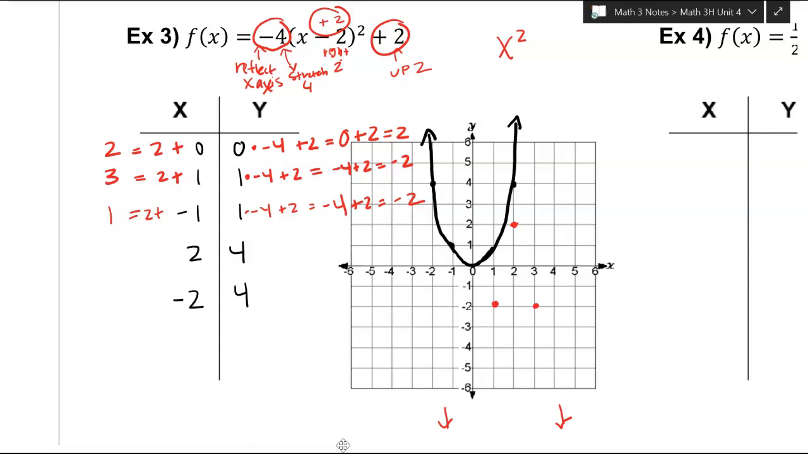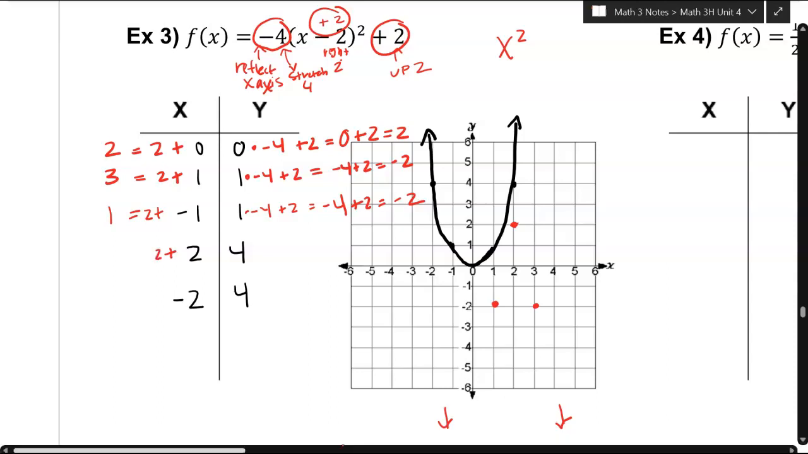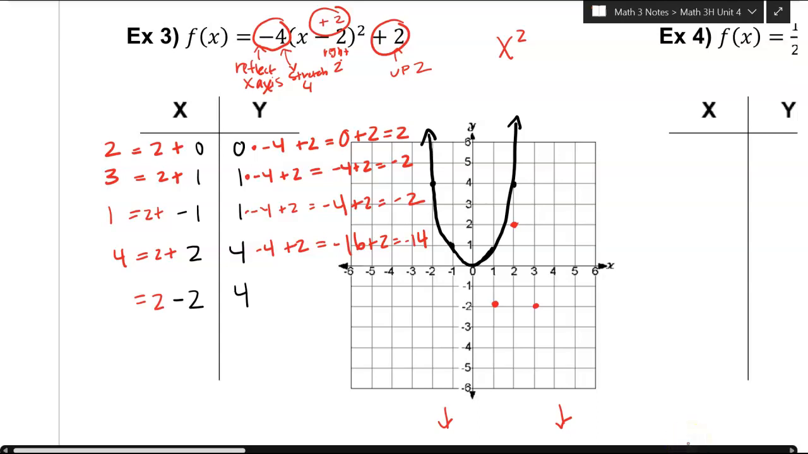All right, next one we have 2. So add 2. That's 4. And then multiply by negative 4 and then add 2. So negative 16 plus 2, which is negative 14. So 2, negative 14, and it's going to be way down here. Like we said, we were going to end up way down here.